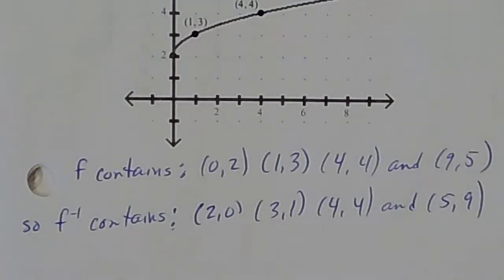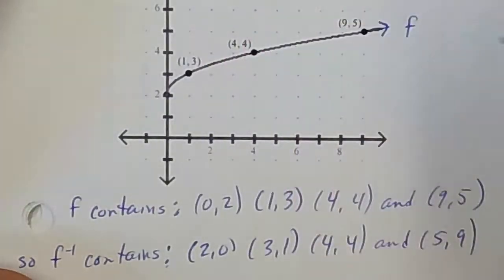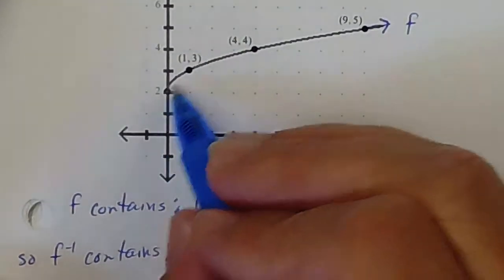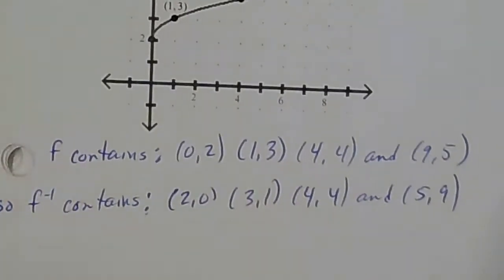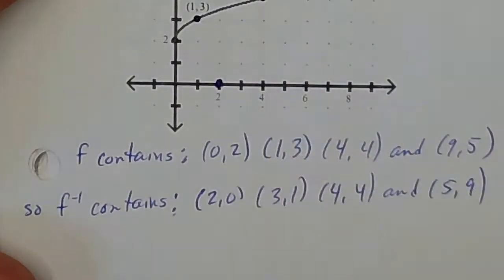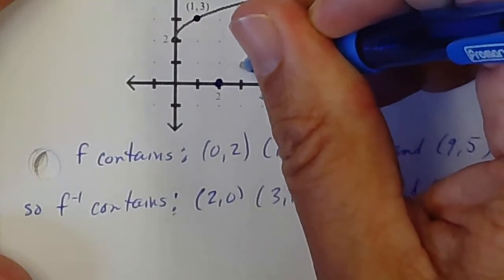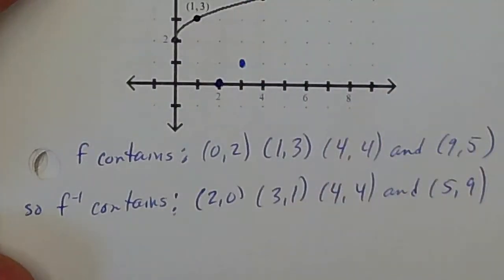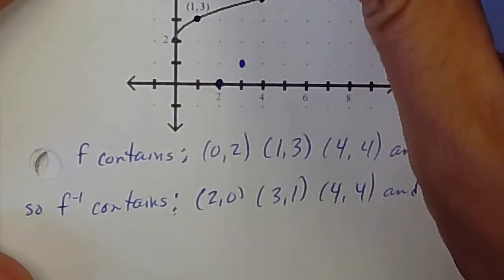Okay, everybody got that? And sometimes they don't make them stand out. You might just have to kind of pick those points on your own. It might just be a smooth curve. But just grab some points, interchange them, and then start plotting them. So 2, 0. Let's plot these 4 points now. Okay, 3, 1. 4, 4, they share, and then 5, 9.